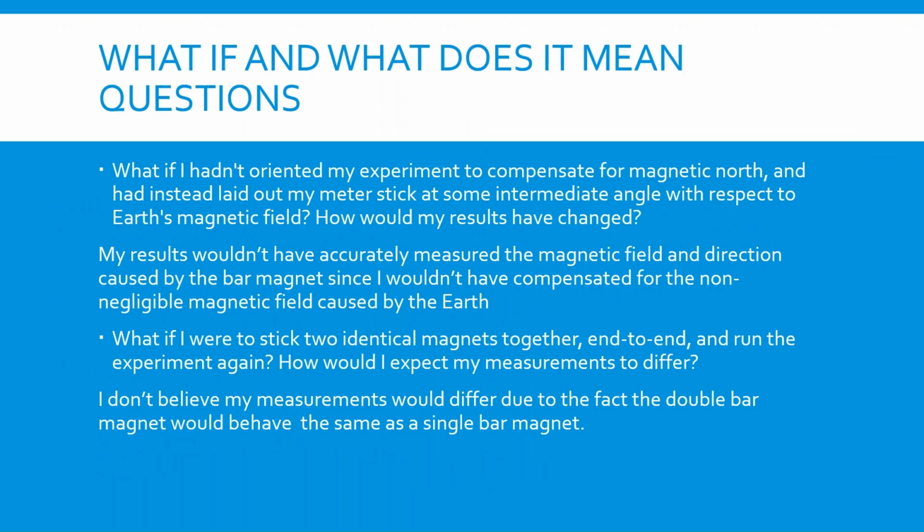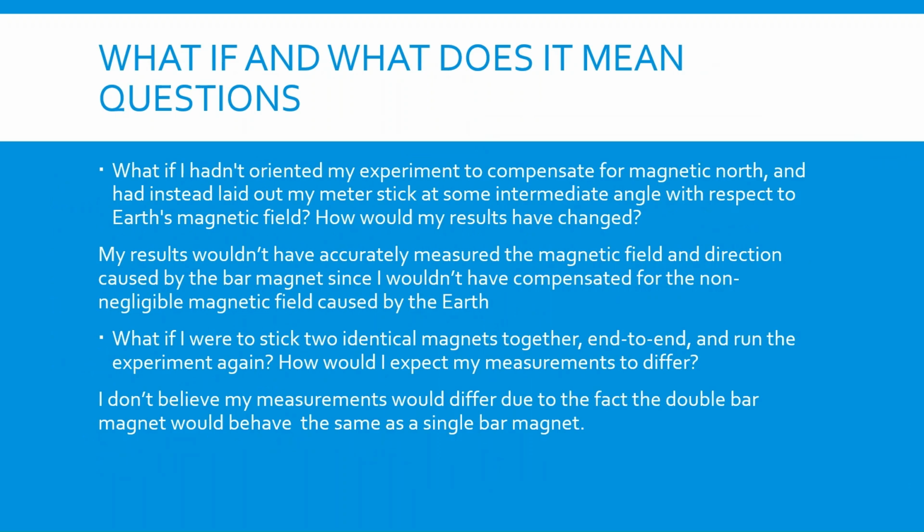What if and what does it mean questions. What if I hadn't orientated my phone to compensate for magnetic north and had instead laid out my meter stick at some intermediate angle with respect to Earth's magnetic field? How would my results have changed? My results wouldn't have accurately measured the magnetic field and direction caused by the bar magnet, since I wouldn't have compensated for the non-negligible magnetic field caused by the Earth.